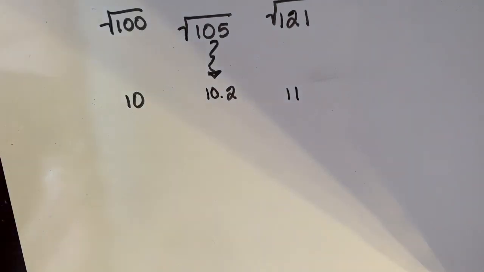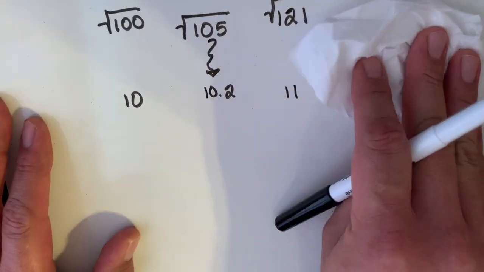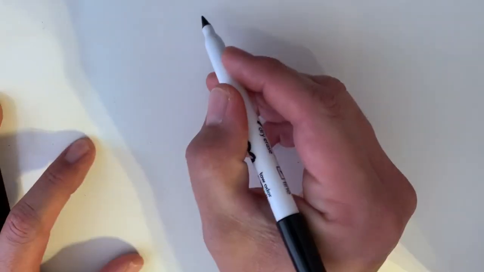Let's do one more positive one, then we'll get to some negatives, because I had a student that really wanted to know what happens if there's a negative sign outside of the square root. Here we go. Okay, let's think of the square root of 95.